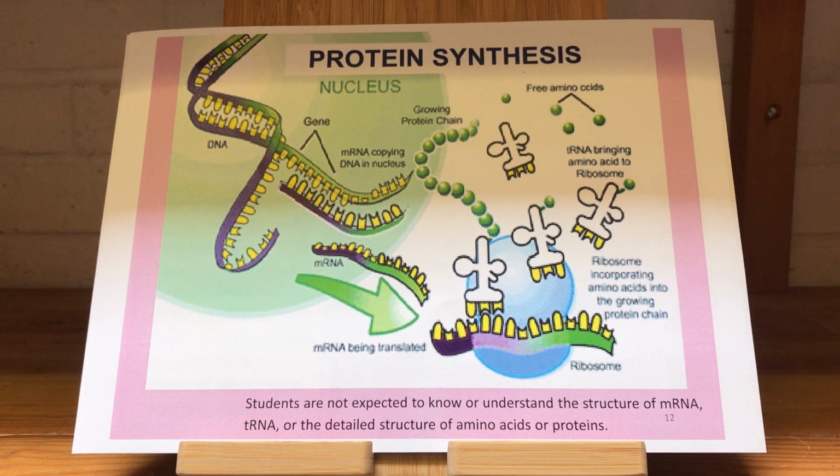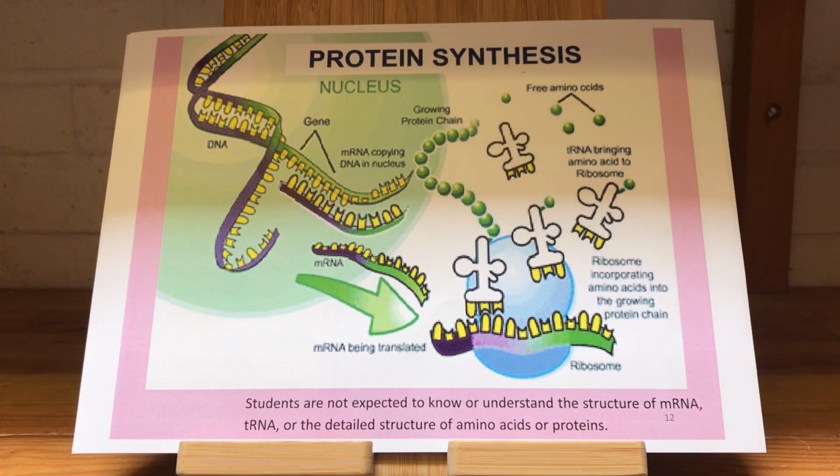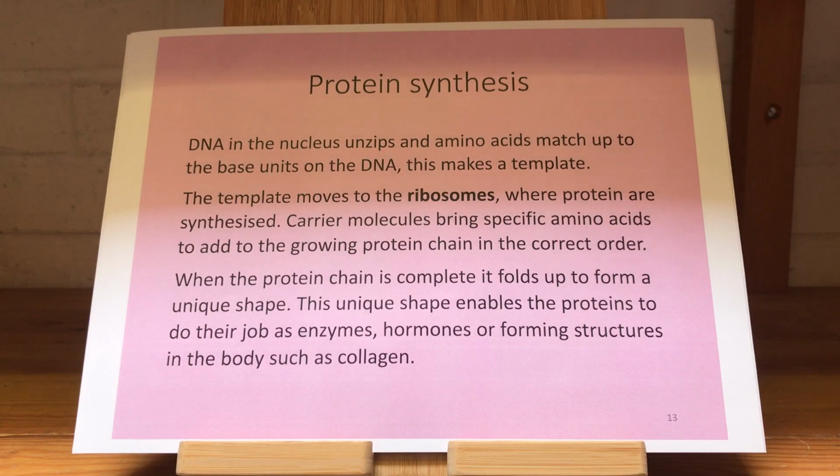Here at the ribosomes, we have these molecules called carrier molecules. Here they are, carrier molecules, and they bring the corresponding bases over to that template to build up that protein chain. Let's have a look at that written out. So DNA in the nucleus unzips. Amino acids match up to those bases on the DNA, making a template. The template drifts over to the ribosomes. In the meantime, that DNA zips back up again.